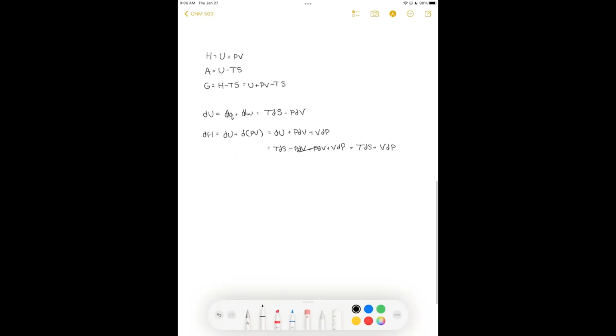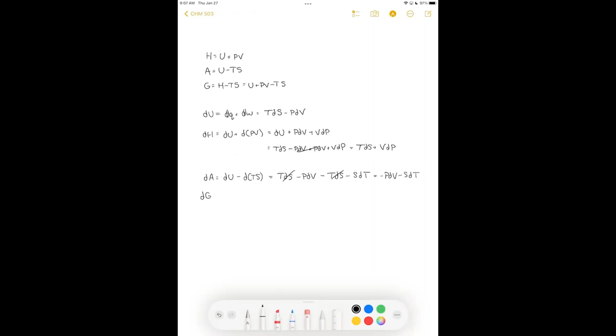We can go ahead and do the same thing for the Helmholtz energy. So dA is equal to dU minus d(TS). And we can plug in our dU. So this is going to give us T dS minus P dV coming from dU, and then our d(TS) will give us minus T dS minus S dT. We can cancel out these and say that dA is equal to minus P dV minus S dT.